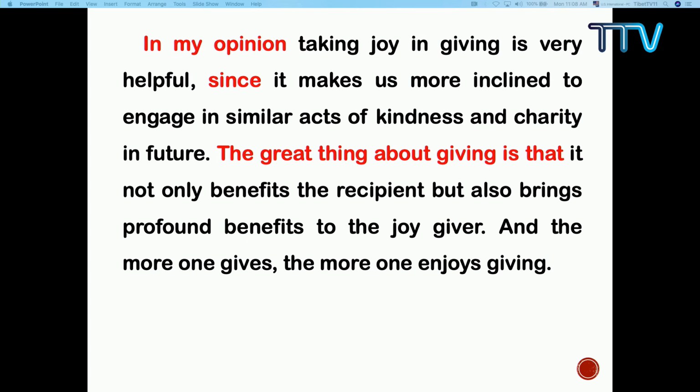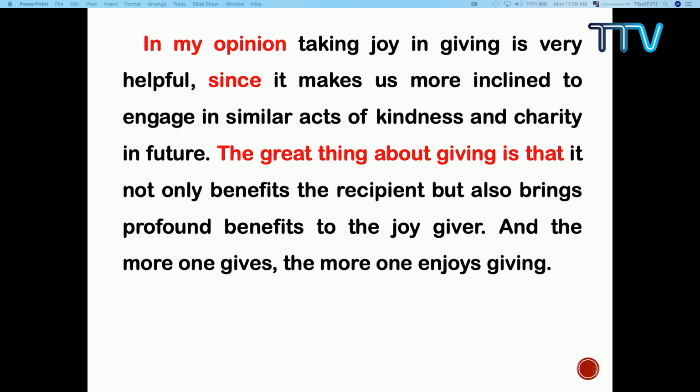So, the great thing about giving is that, again another reason to justify. That is why I have highlighted it. The great thing about giving is that it not only benefits the recipient, the person who receives, but also brings profound benefits to the giver. So, it is a win-win, right? Both sides are winners. The one who is giving is also benefiting because he or she is getting the joy, and the recipient, the one who is receiving, is also benefited. So, it is a very good thing, isn't it?